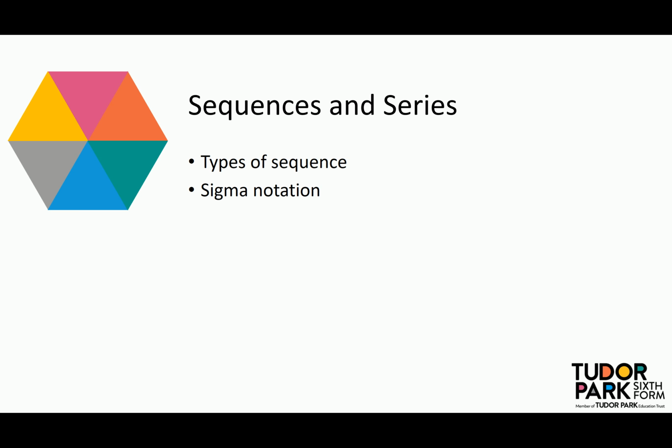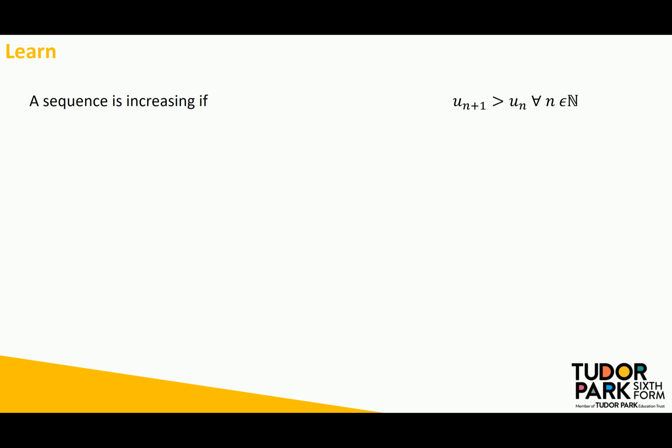And to finish off these videos by looking at types of sequence and then some things on sigma notation. So first of all, a sequence is said to be increasing if. Now I'll read this out as it's written and then we'll write down some explanations.